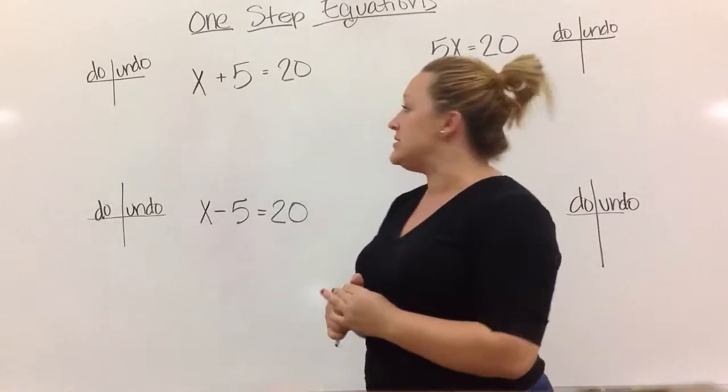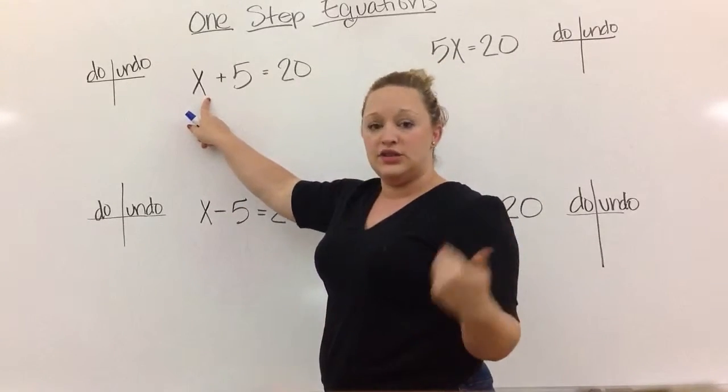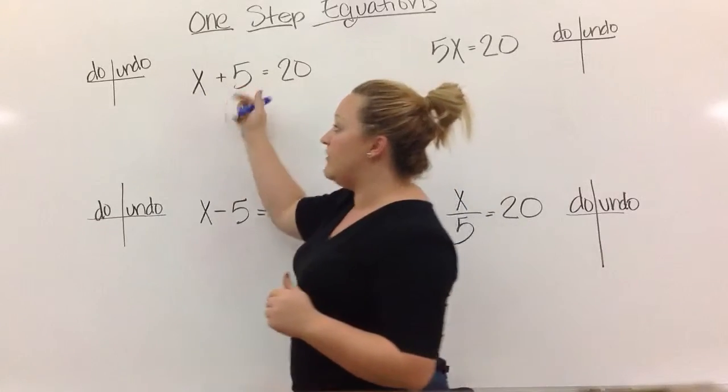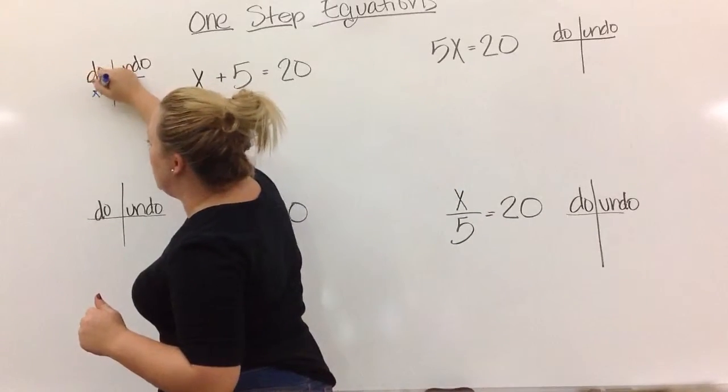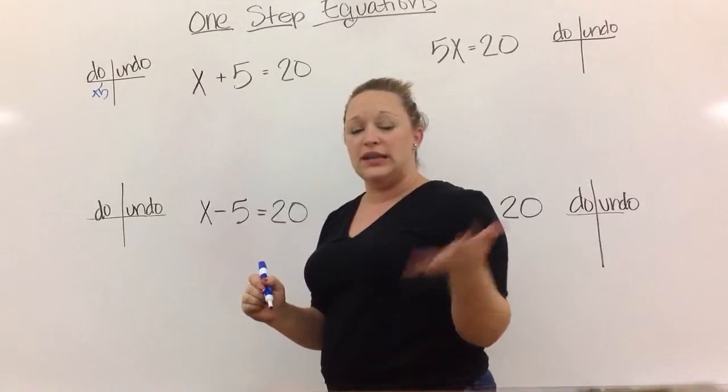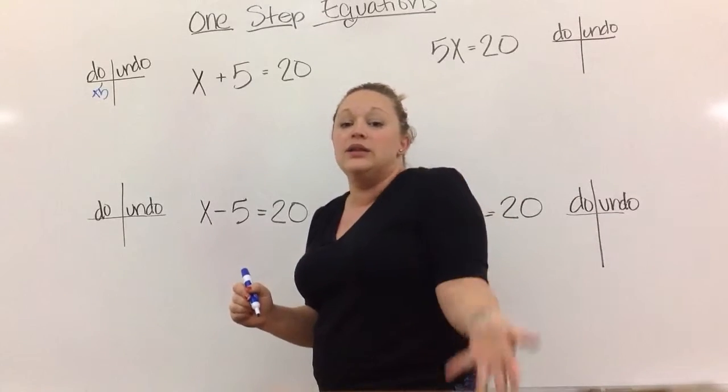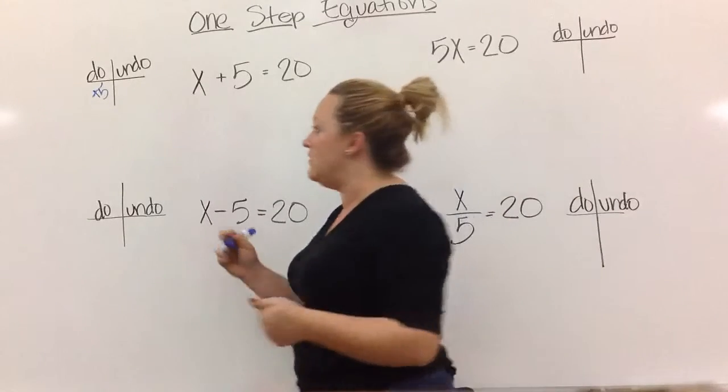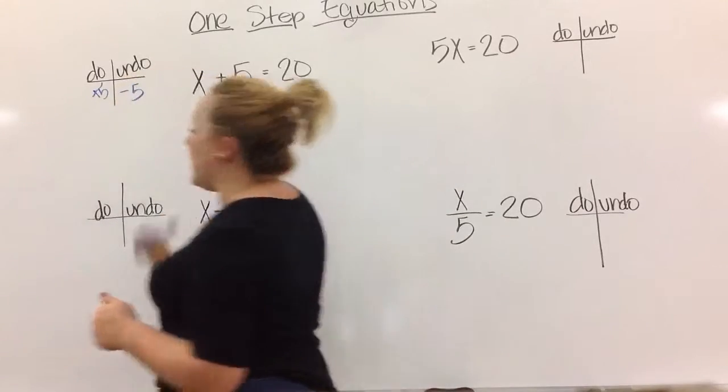We're going to look at our x. What is being done right now to your x? Your x is being added by 5. That is what's being done. We're going to do the inverse to get rid of it. So that's how we undo it. So the opposite of adding 5 is to subtract 5.